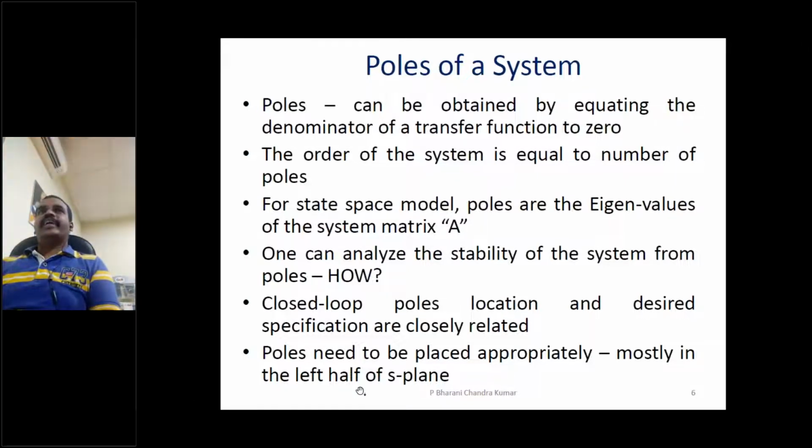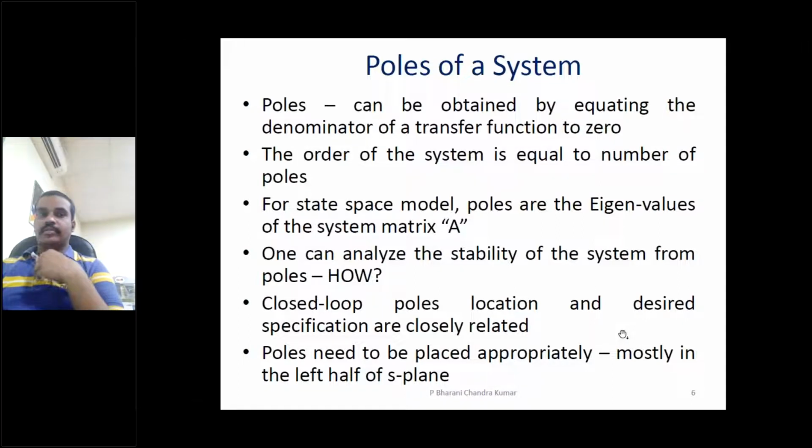In 99.9% of the cases, you want your system's behavior to be stable. In a tiny fraction of cases, you will design a controller so that the system inherently becomes unstable. There are some such cases. But in 99.99% of cases, you will design the system for a stable response. That means poles need to be placed appropriately, mostly in the left half of the s plane.